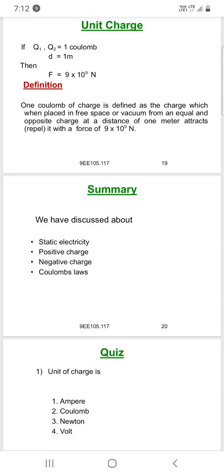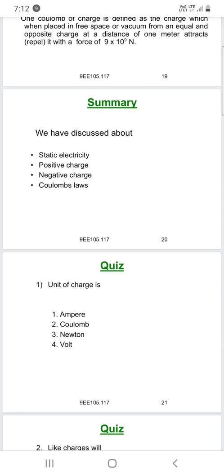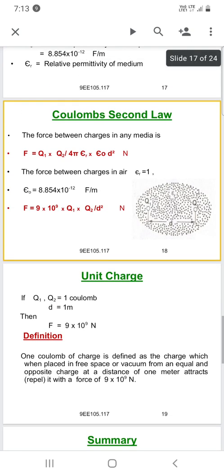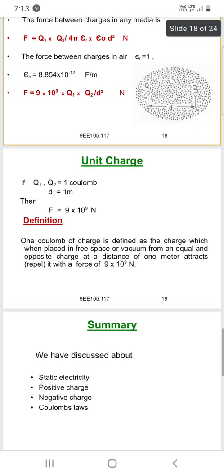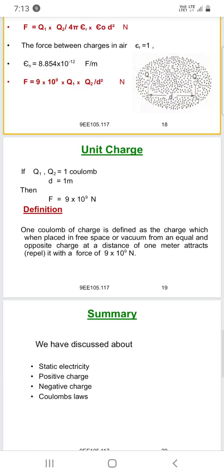So in today's class, the topic we are going to discuss is static electricity, positive charge, negative charge, and Coulomb's law. First, what is static electricity? Charges which are at rest are called static charges, and the study of the behavior of static charges is called static electricity.